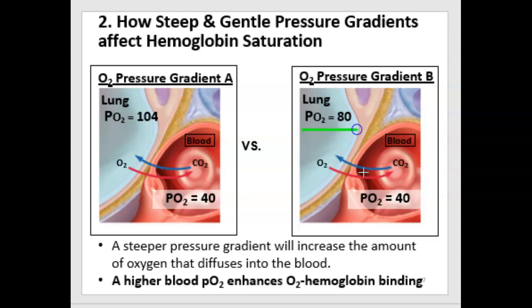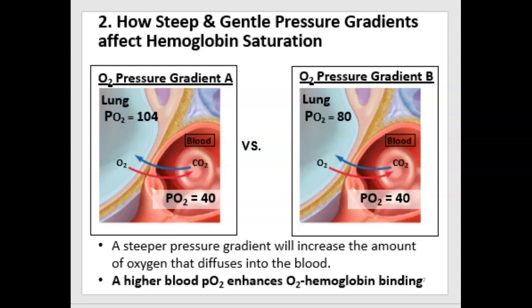So when you have this lower, or I should say more gentle pressure gradient, it's true that it won't diffuse as quickly, and maybe not as much, but the fact that any diffuses at all helps facilitate more diffusing. It's wonderful.